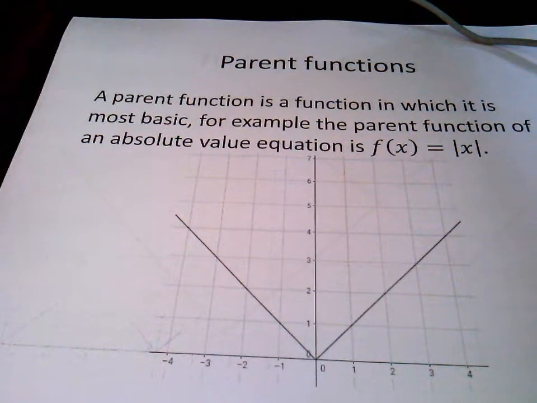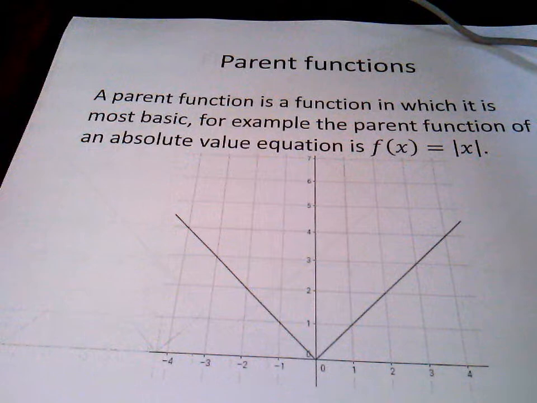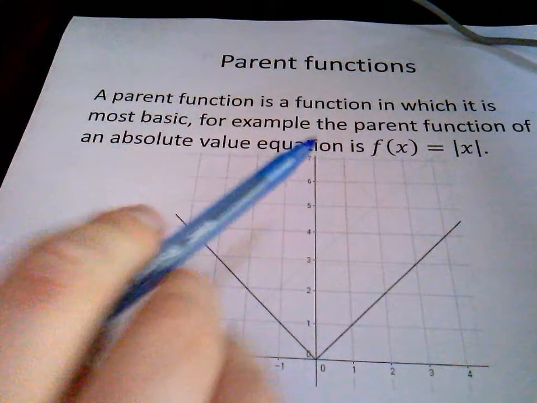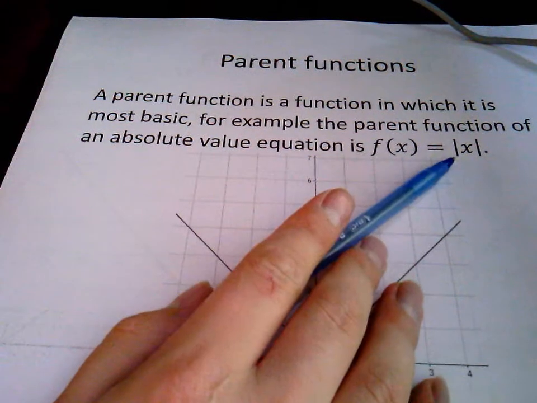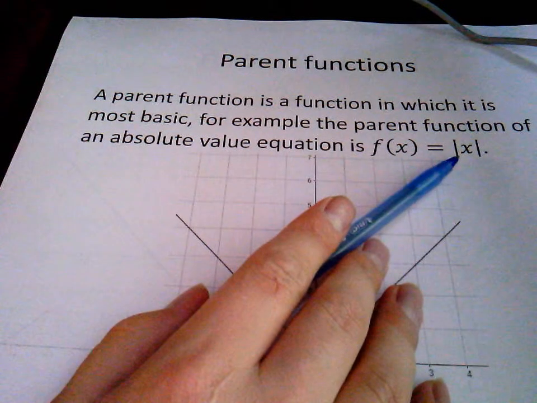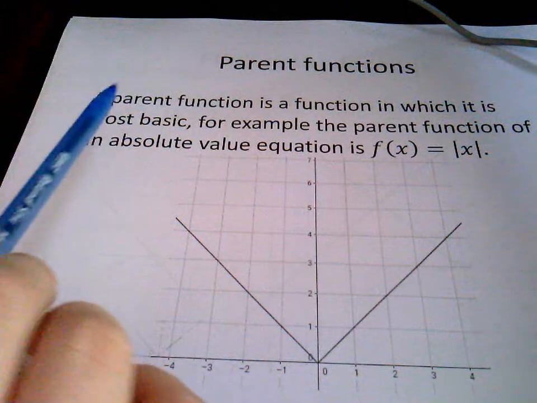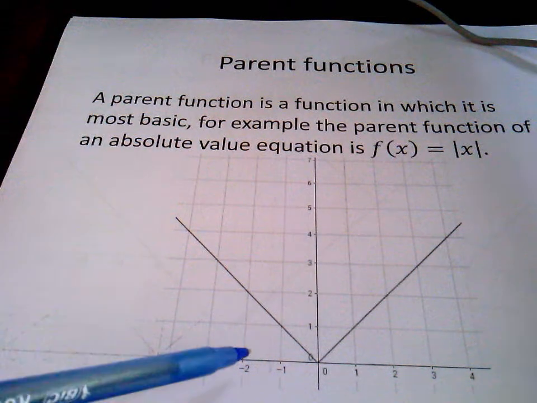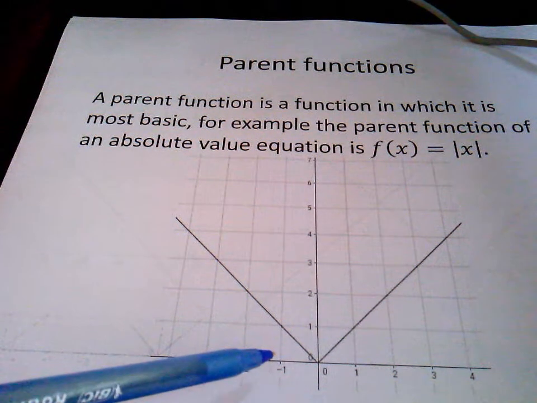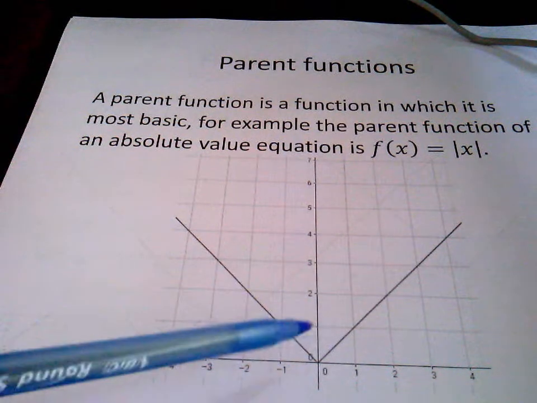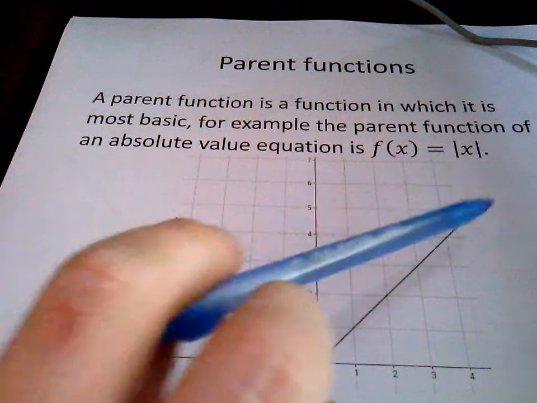This video is going to explain how to graph absolute value equations. So, first thing you need to know is what is a parent function. A parent function is the most basic a function can be. In the case of an absolute value, the most basic it can be is just having one x, just having x there. So, this is what a parent function of an absolute value sign looks like. So it's a V. Okay, all of these are going to turn out to be V's.